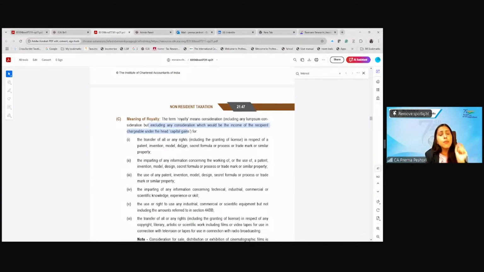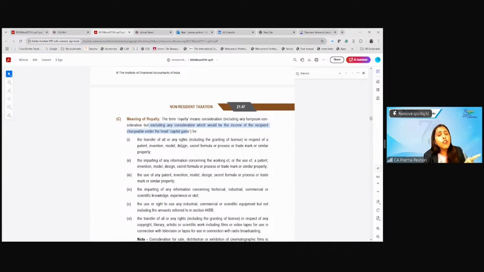What is a capital asset? Property of any kind. Property is what? The bundle of rights. So any copyright, patent, trademark that I'm transferring, thereafter I don't have any control. It will not be taxable here. It will be taxable as capital gain.